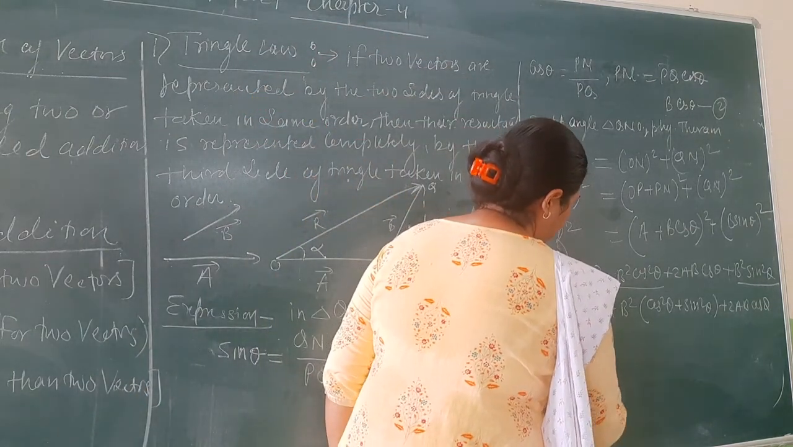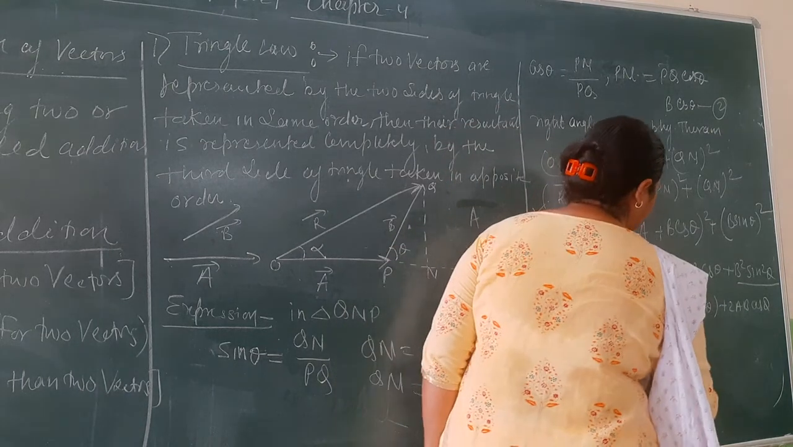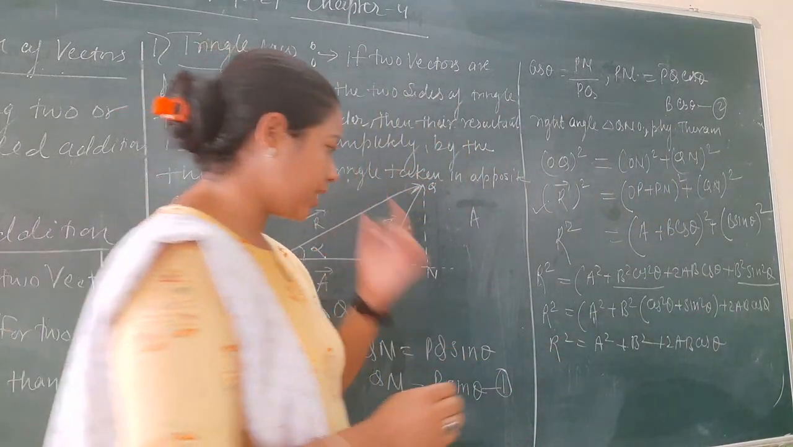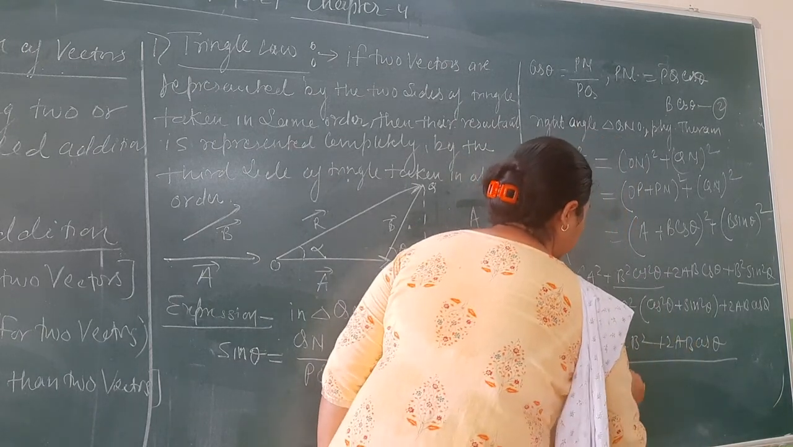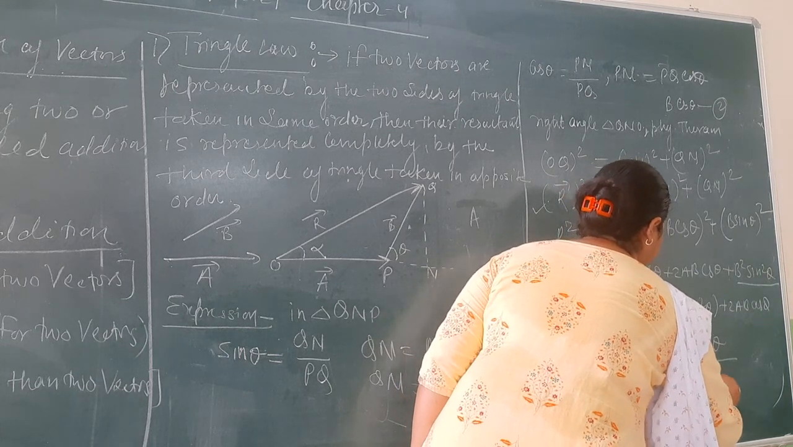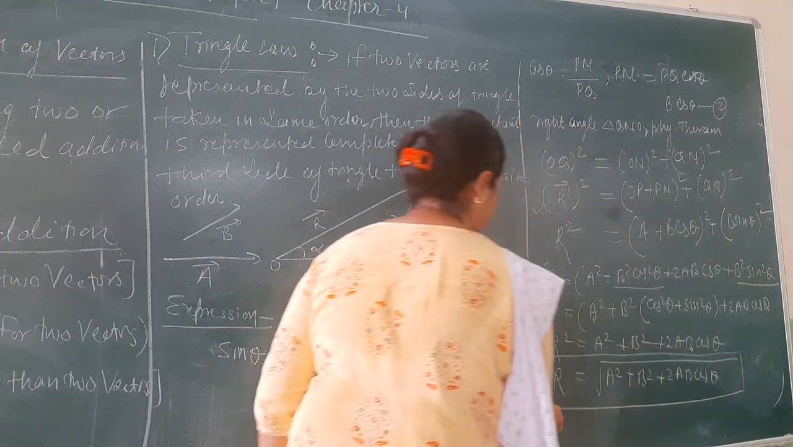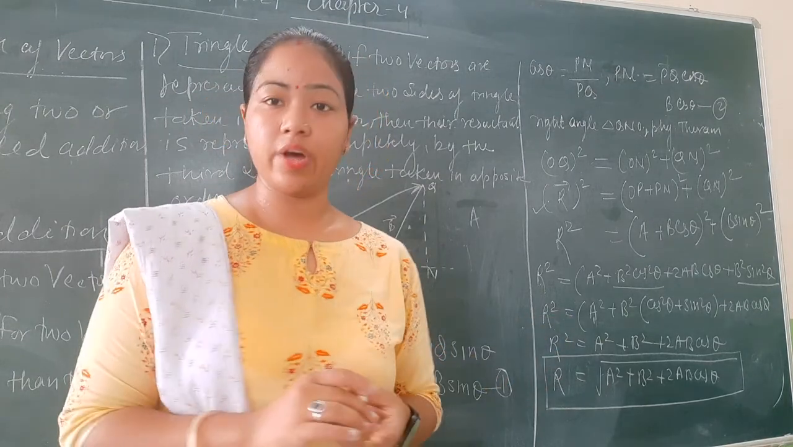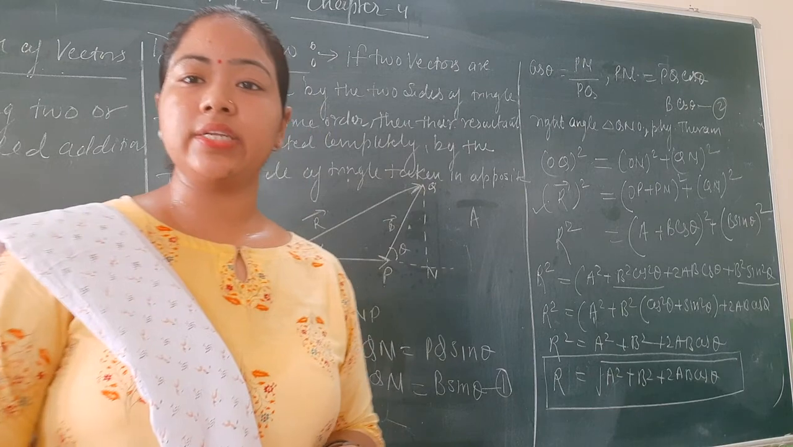So R square will be equal to A square plus B square into 1, that is B square only, plus 2AB cos theta. And at last R can be written as R equals under root A square plus B square plus 2AB cos theta. Right? So this will be the magnitude of R. Now we will calculate the direction of R.